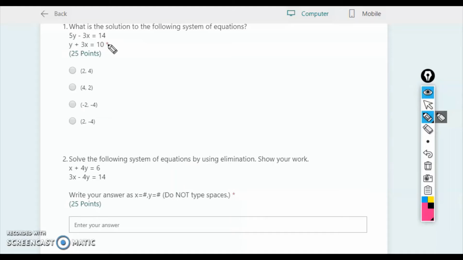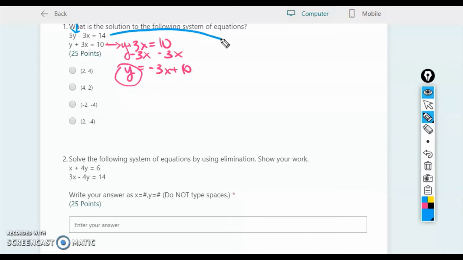So if I was just looking at this one, I would have to subtract 3x from both sides. So y plus 3x equals 10. To get rid of the plus 3x, I would subtract 3x from both sides. So I have y equals negative 3x plus 10. So now that I have a variable by itself, I'm going to replace this variable with the negative 3x plus 10.